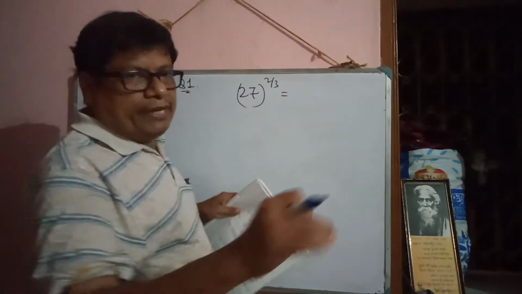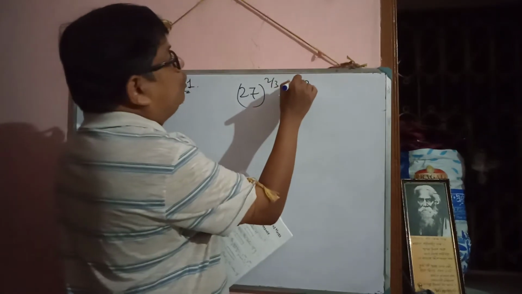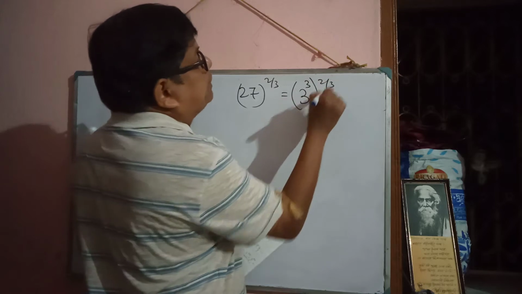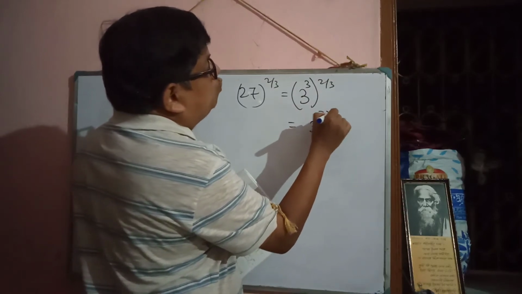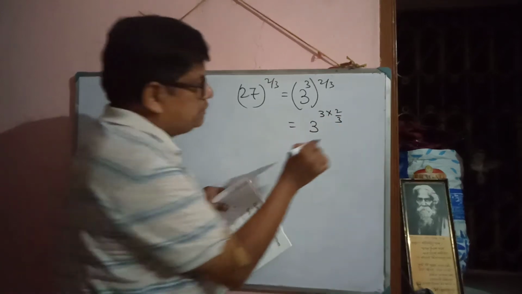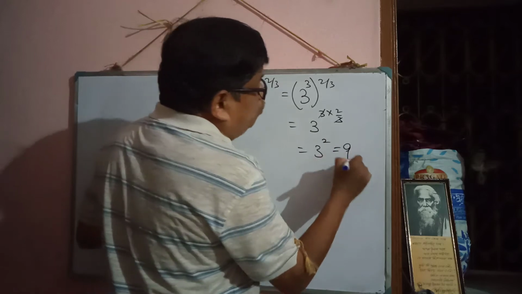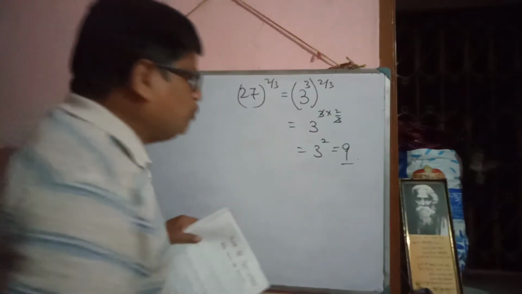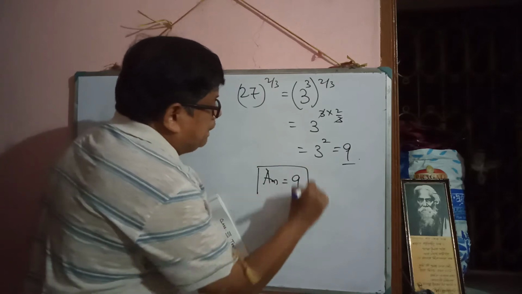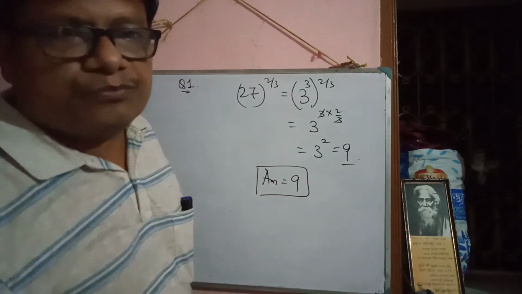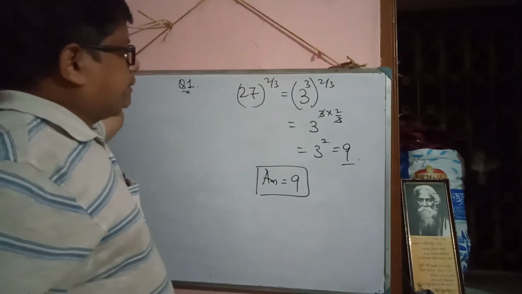So 27 we can write as 3 cube, whole to the power 2 by 3. So you can write 3 into 3 into 2 by 3. See, 3 cancel, so 3 square equal to 9. So the value will be 9. Answer equal to 9.